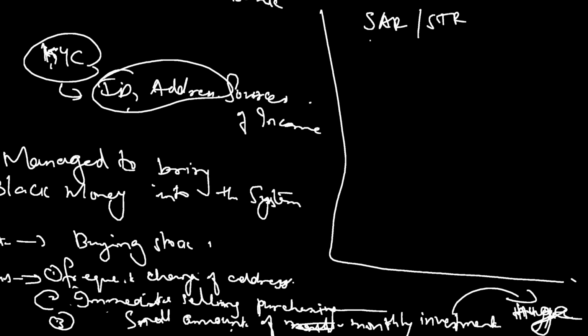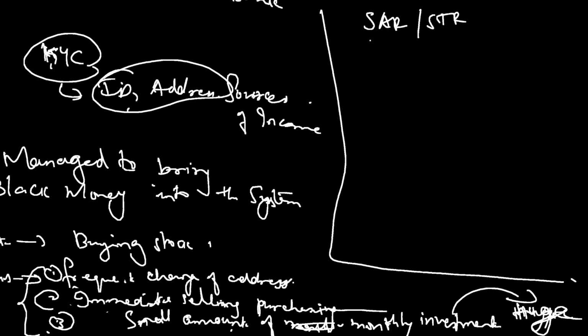Because remember, all these are suspicious activity, like frequent change of address, immediate selling after purchasing, and small amount of monthly investment, and suddenly huge investments. All these are suspicious, but that doesn't mean he is actually a money launderer. He may be a genuine client as well. That is also very much possible.